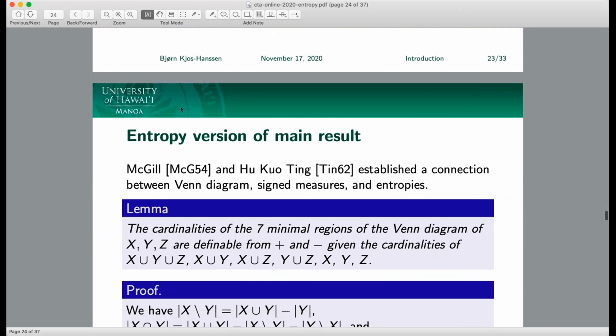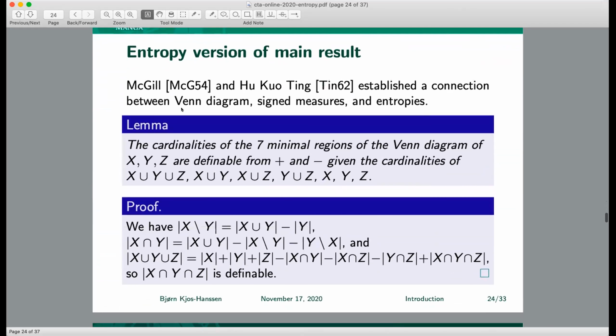Okay, yeah, so what about entropy? There is a connection between these Venn diagrams and entropy, and that helps the same proof, the same ideas transfer over. This was studied by McGill and Hu Kuo Ting a long time ago. It turns out that it involves some signed measures. So that means that some of these mutual informations can be negative, as I'll show in a little bit.